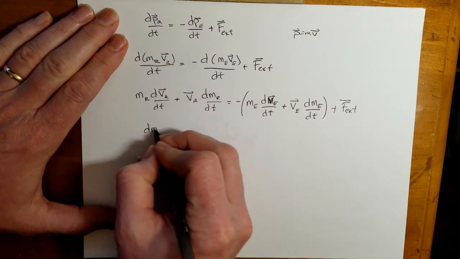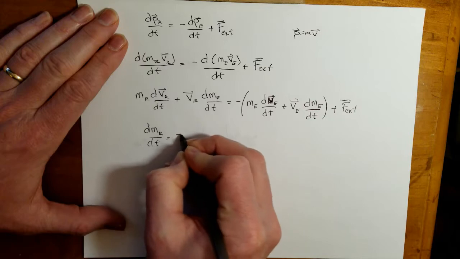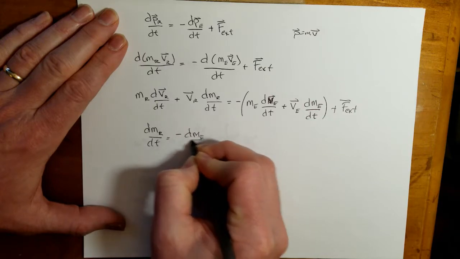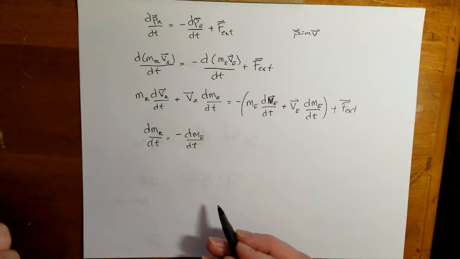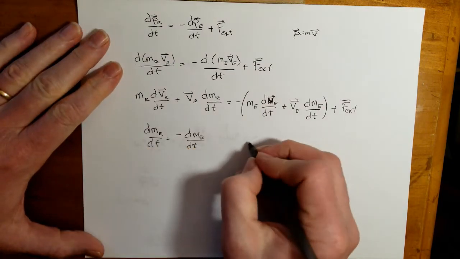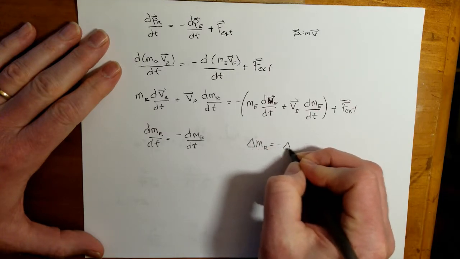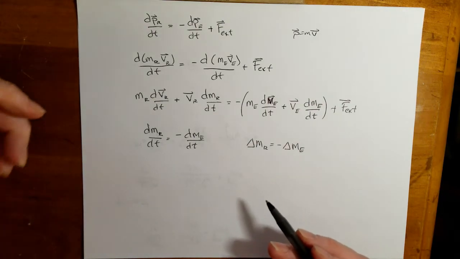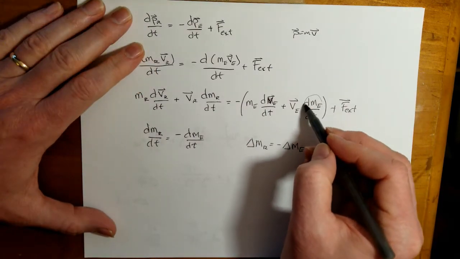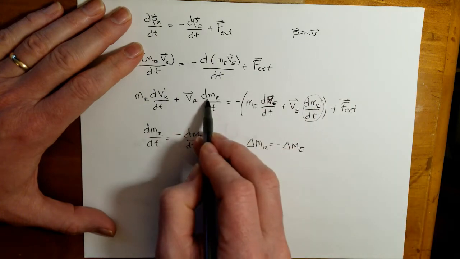the change in the mass of the rocket with respect to time is the negative change in mass of the exhaust with respect to time. Because whatever one gains, the other one loses. Or if you want to look at it slightly differently, without the calculus version of it, the change in the mass of the rocket must be equal to the negative change in mass of the exhaust, because the exhaust is coming from the rocket itself. When we were looking at this right here, this is just the negative of this.